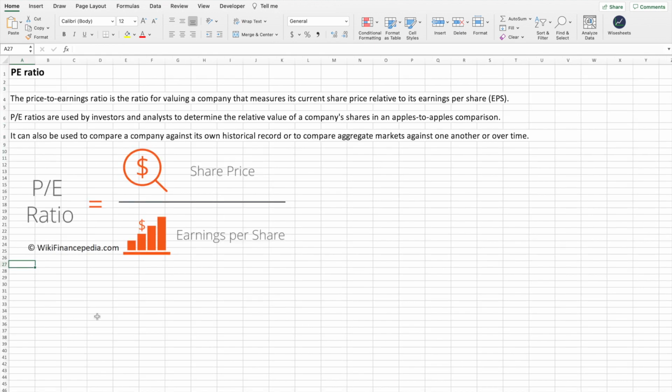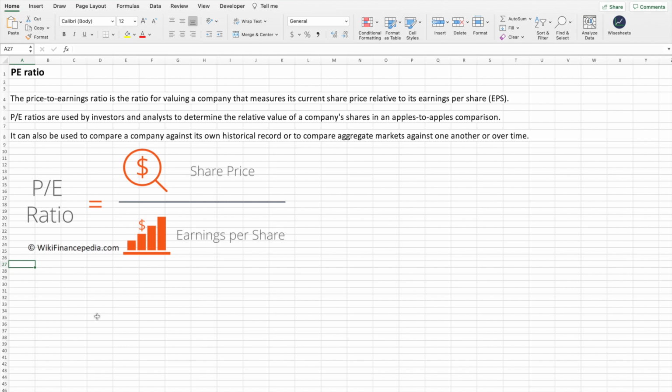Okay, starting with the PE ratio, we have that the price to earnings ratio is the ratio for value in a company that measures its current share price relative to its earnings per share, the EPS, and that PE ratios are used by investors and analysts to determine the relative value of a company's shares in an apples to apples comparison. And this number can also be used to compare a company against its own historical track record in terms of the financial performance that it had in the past, as well as the share price, against other companies that are in a similar type of industry or sector over time.